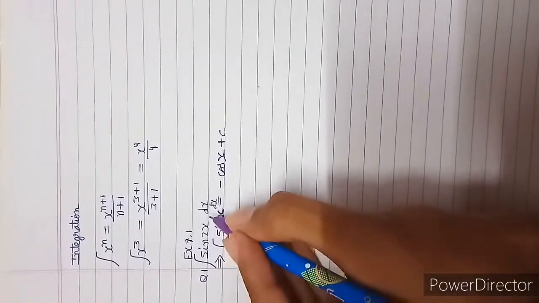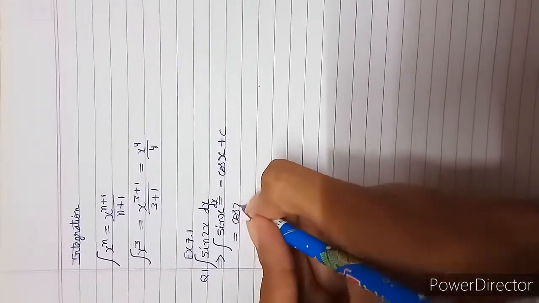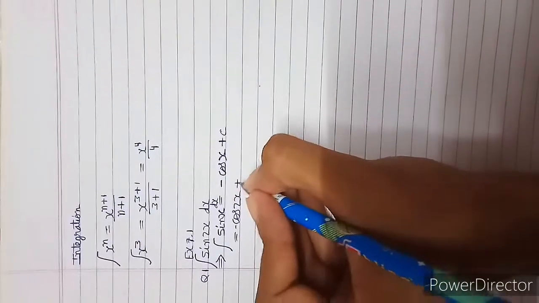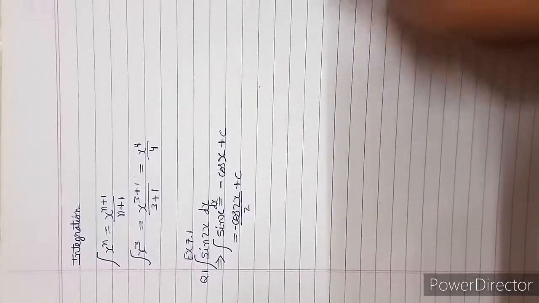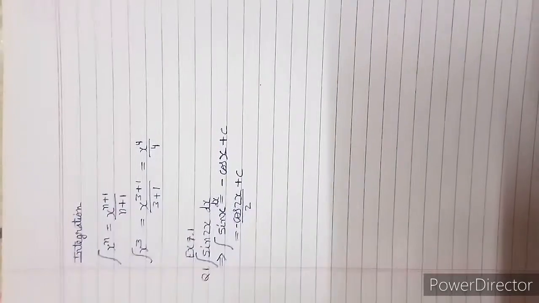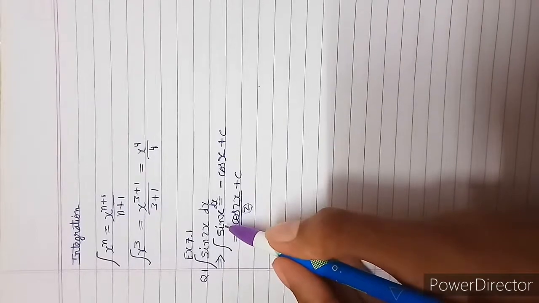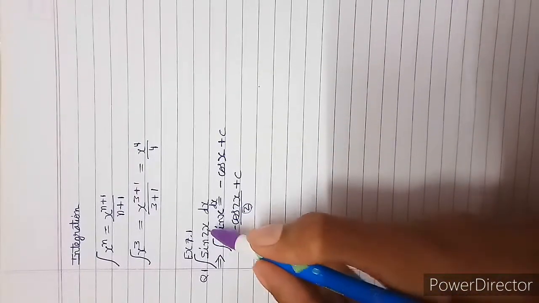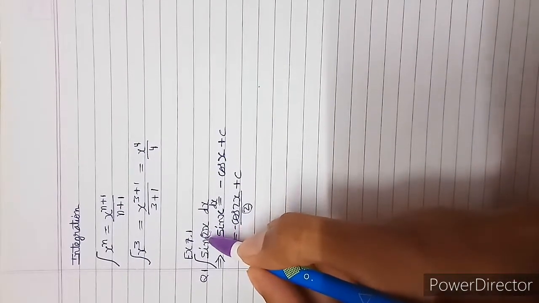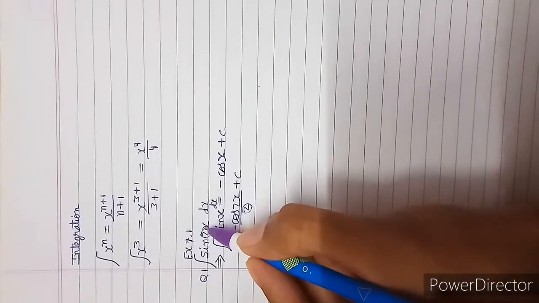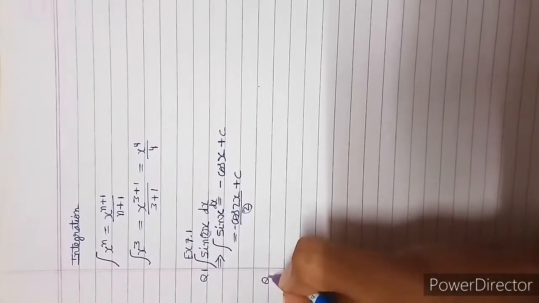So here sine 2x is given, we have to integrate sine 2x. So we will get minus cos 2x plus c, and divide by 2. Don't forget it. Here we have seen why we are putting this 2 in denominator, because we know the formula for sine x, but here sine 2x is given. So if there is a coefficient which is attached to our angle, which is x, so we have to put it in denominator.